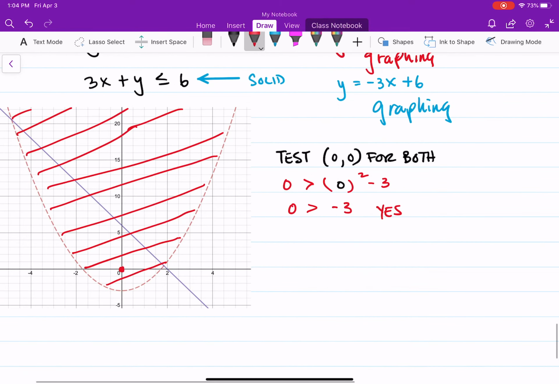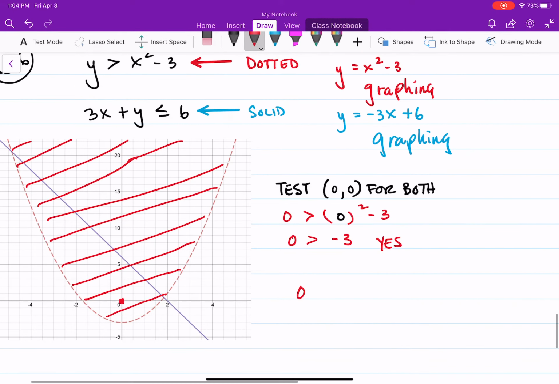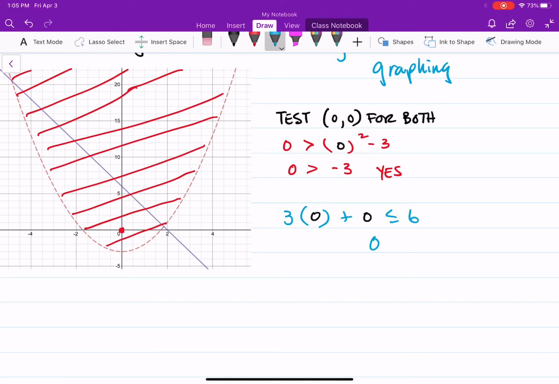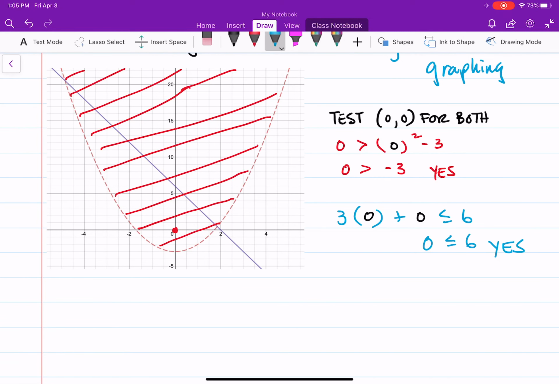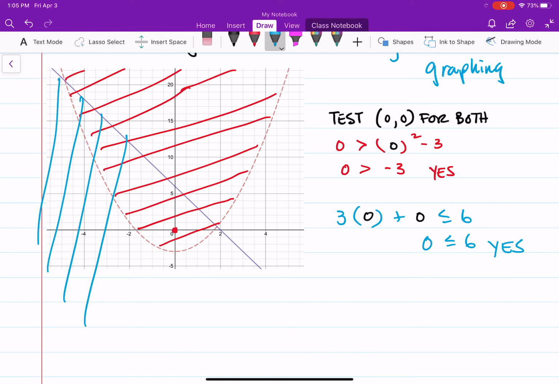All right. So now with the blue, I'm going to test 0, 0 again. Ooh, sorry, I have to go back to the original here. So 3x plus y is less than or equal to 6. So that's a question, right? So 3 times 0 plus 0, is that less than or equal to 6? So that is asking me if 0 is less than or equal to 6. And the answer again is yes. So again, 0, 0 will be to the left side, left and down of that purple line. So in this case, I would shade in this direction. Okay. Actually, I probably shouldn't have done that.